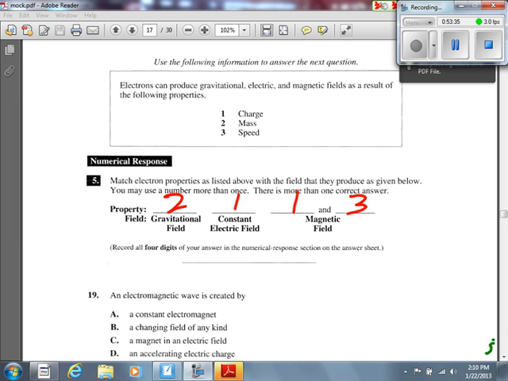An electromagnetic wave is created by, we've got to get this one too, right? This is a gimme question. An accelerating electric charge, D. We'll take a look at number 6 here, and then we'll take a quick little break, okay?